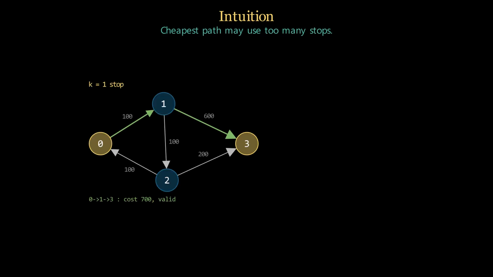Cheapest is not always valid under k. Here 0 to 1 to 3 costs 700 and fits k equals 1. 0 to 1 to 2 to 3 is cheaper but uses 2 stops, so it is out.